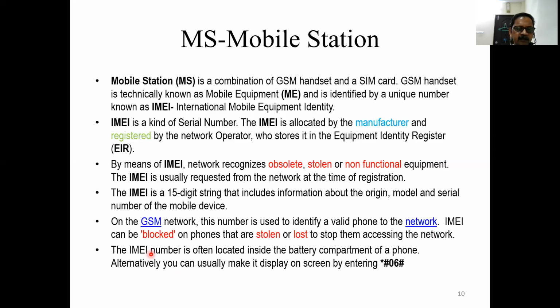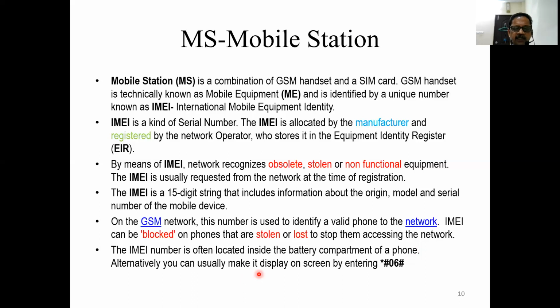The IMEI number is often located inside the battery compartment of a phone. So the IMEI number is printed inside the telephone instrument, inside the battery compartment. If you remove the battery, you can see the IMEI number of that mobile instrument.